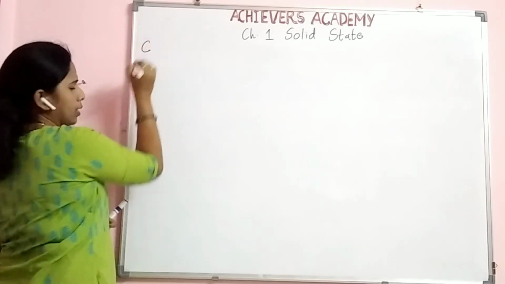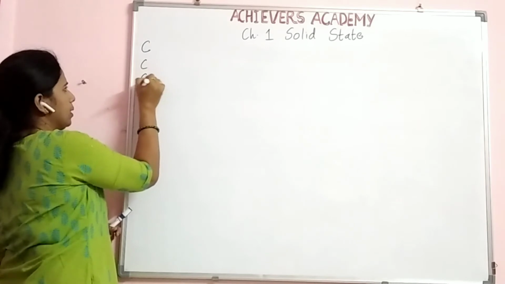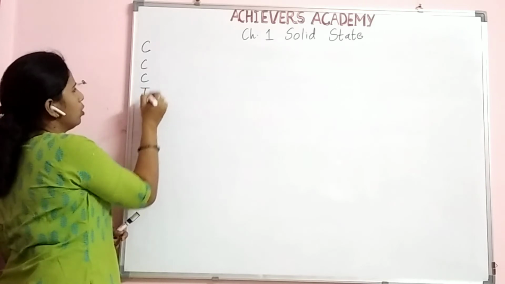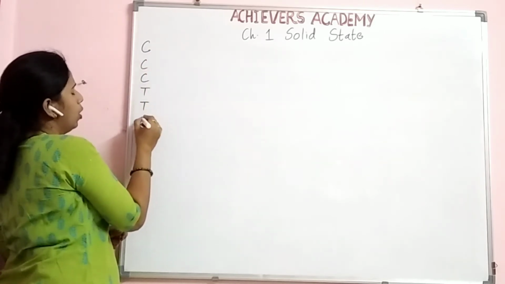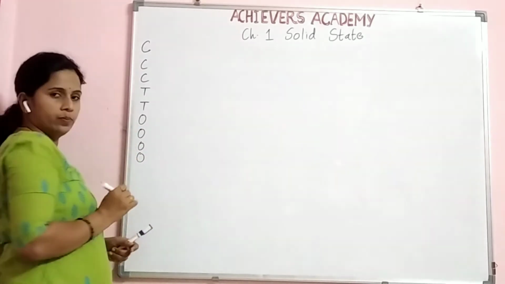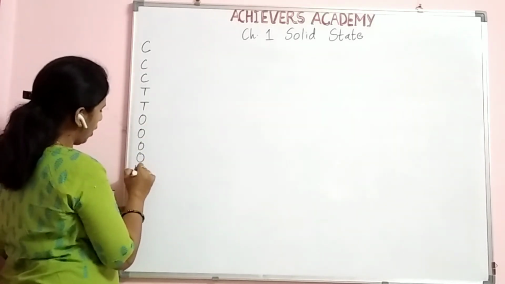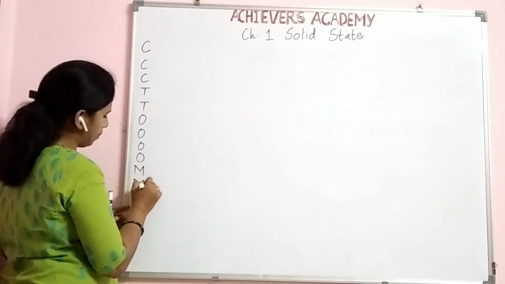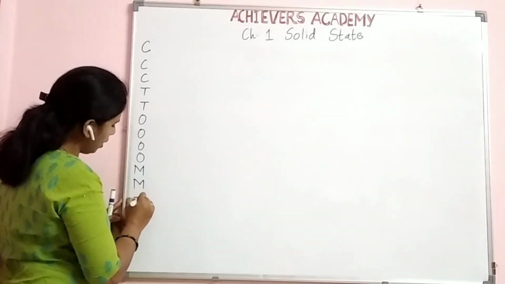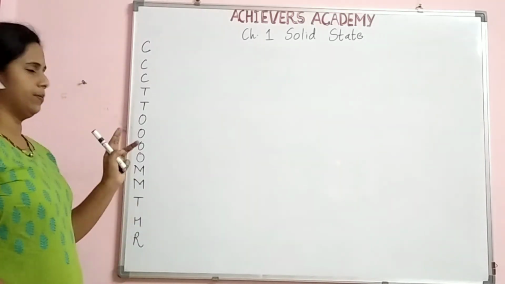As I said, C that is 32, means C comes 3 times. Then T comes 2 times because 32, 3, 2. O comes 4 times. Okay, 32, 42. C, T, O, M. M is monoclinic. That also comes 2 times. Then last is T, H, and R. 111.